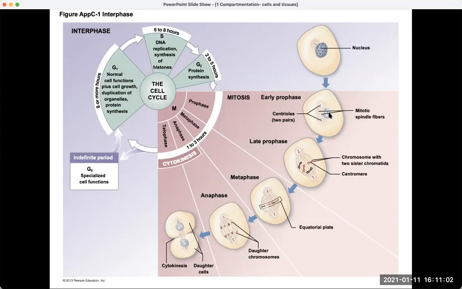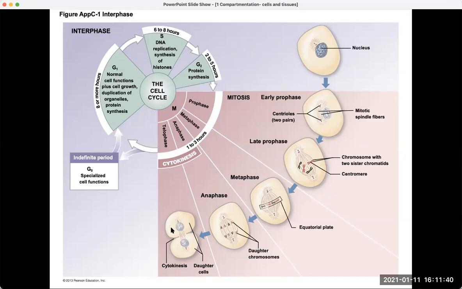At the beginning, the nuclear envelope dissolves, the spindle fibers form, and the chromatin, the jumbled up ball of yarn that's the DNA, condenses into chromosomes. That's the big one here. Then in prometaphase, the spindle fibers attach to the centromere, which is the waist of the chromosome. In metaphase, the chromosomes align along the equator. In anaphase, the chromosomes divide into daughter chromatids.